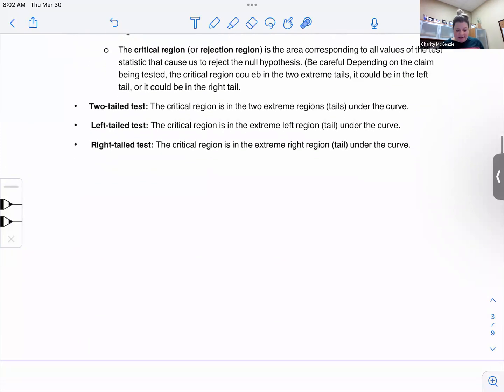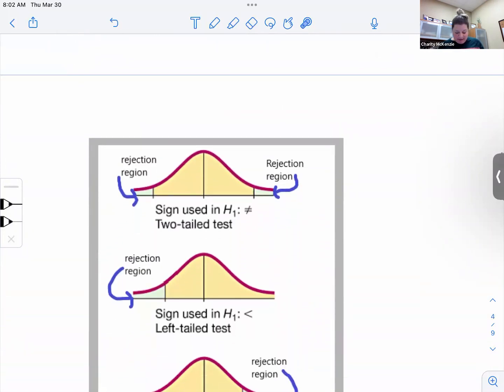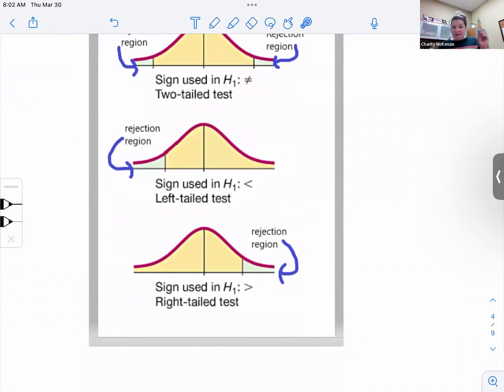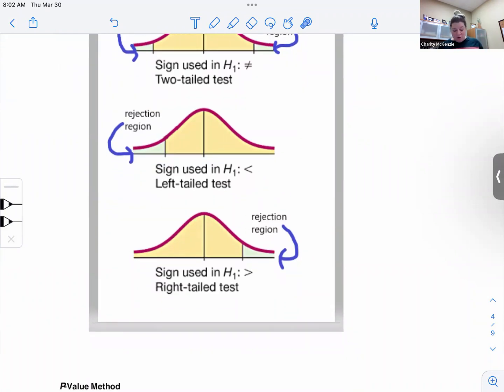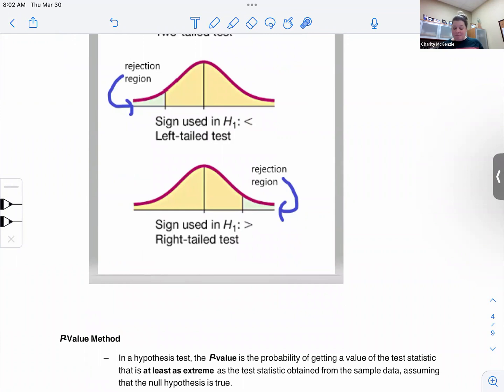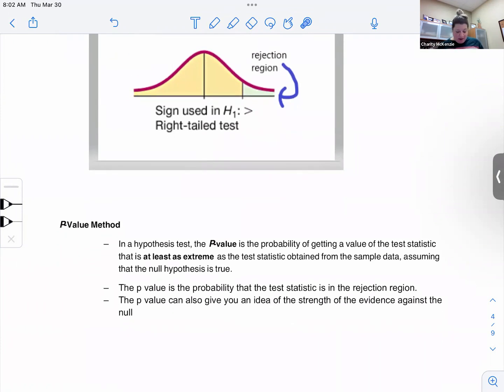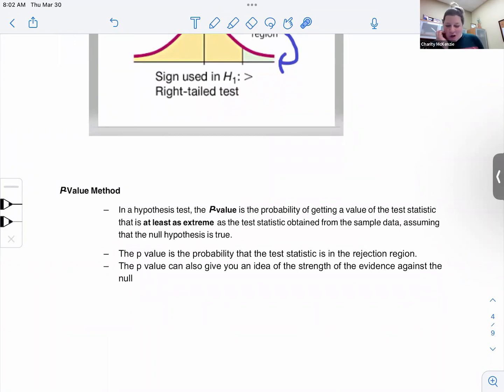Okay, then the two-tailed test, left-tailed, right-tailed, we talked about this, right? A left-tailed is the little tip at the bottom, low, and it goes with less than. Greater than goes with right-tailed, and it's up on top. P-value is actually newer, and I love it. It just makes hypothesis testing to me a lot easier.